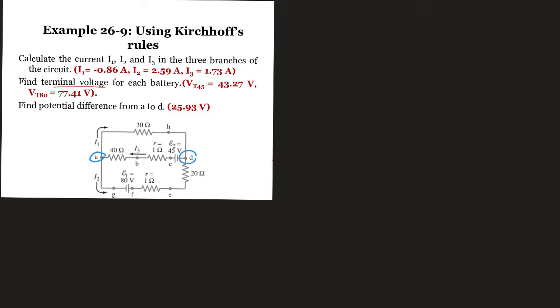So for example, if I choose A, now my I1 is leaving the junction and I2 is also leaving the junction, so both are going to have negative values. But I3 here is entering the junction at A, therefore it's going to be a positive value. Therefore my equation is going to be negative I1 minus I2 plus I3 equals 0. This is my first equation, which comes from Kirchhoff current law. These equations are going to help us find the unknowns.